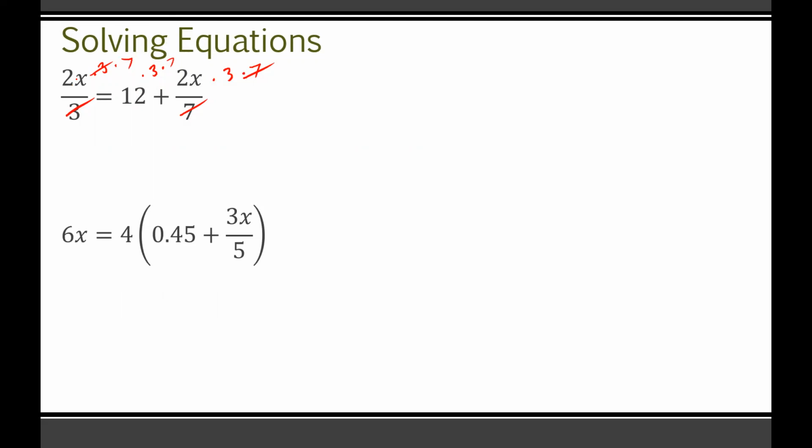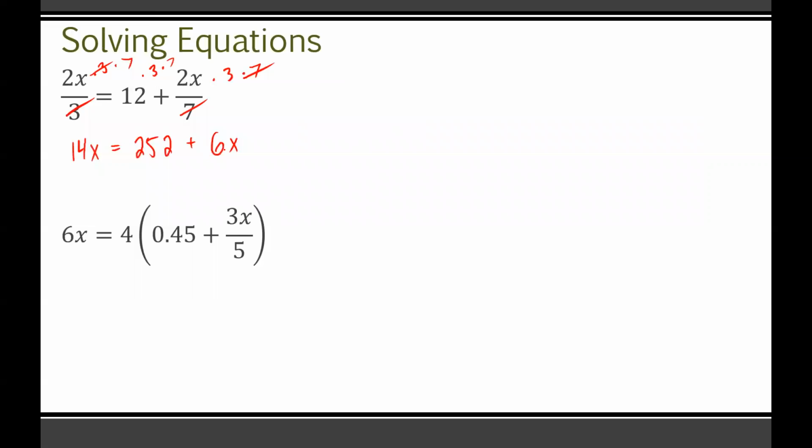So for 2x right here, the 3's took care of themselves, but we now have 2x times 7. So that gives us 14x. This equals 12 times 3 times 7. That's going to be quite a big number, I think. So let's see, 12 times 3 times 7. 252 is what that's going to be. And then plus the 7's took care of themselves here. So we're just left with 2x times 3. That would be 6x, because 2x times 3, 2 times 3 is, of course, 6.